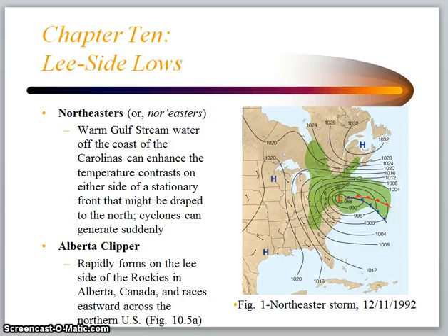Then you have the Alberta Clipper, which is the kind of mid-latitude cyclone that can form over eastern Alberta province, Canada, on the lee side of the Rockies. It's a lee side low, just like the one I showed you in the previous slide.